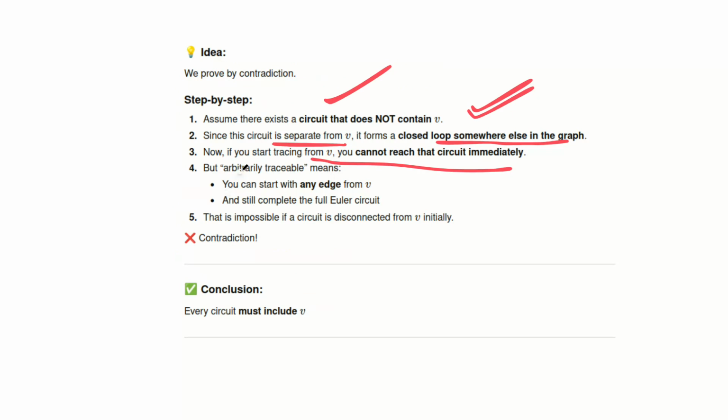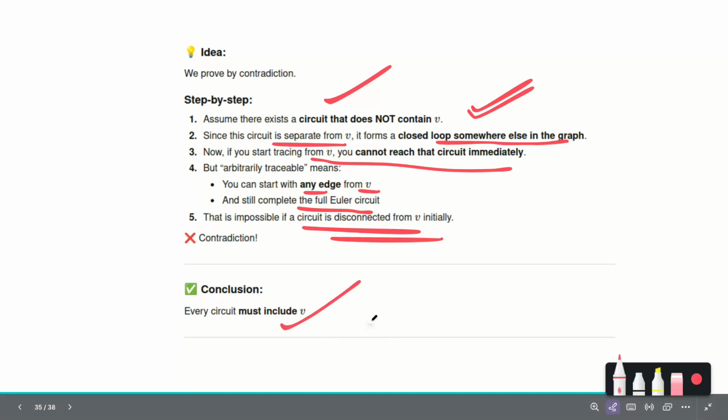That means if it is arbitrary traceable, you can start with any edge from V and still complete the full Euler circuit. This is impossible if this circuit is disconnected. I have to complete the full circuit if it is arbitrary traceable. But I have said that this V is not there in the circuit. This is impossible if the circuit is disconnected from V initially itself. So there is a contradiction. So we cannot say this condition. So therefore we say every circuit must include V.